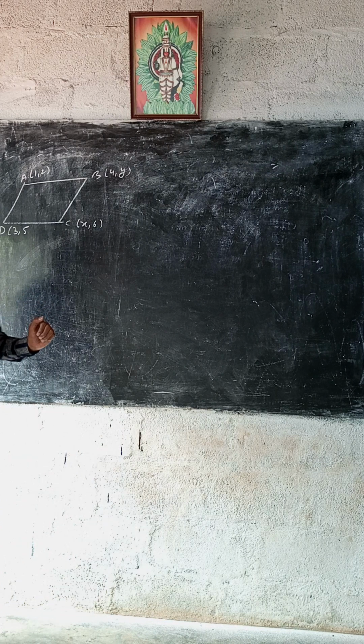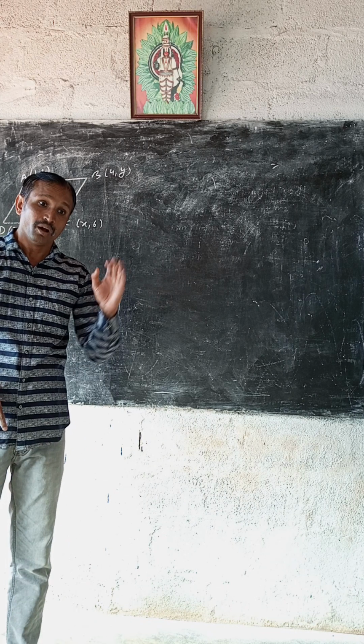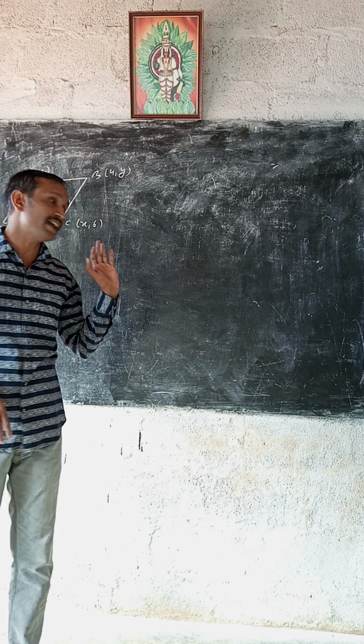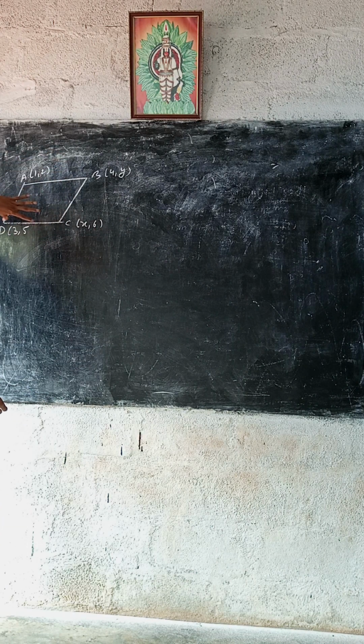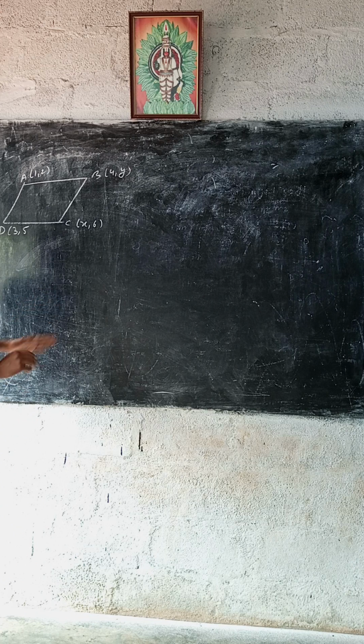So you know, what are the properties of a parallelogram? The opposite sides are parallel and equal. That means AB is equal to DC, parallel also and equal also. And BC is equal to AD, parallel also and equal also.